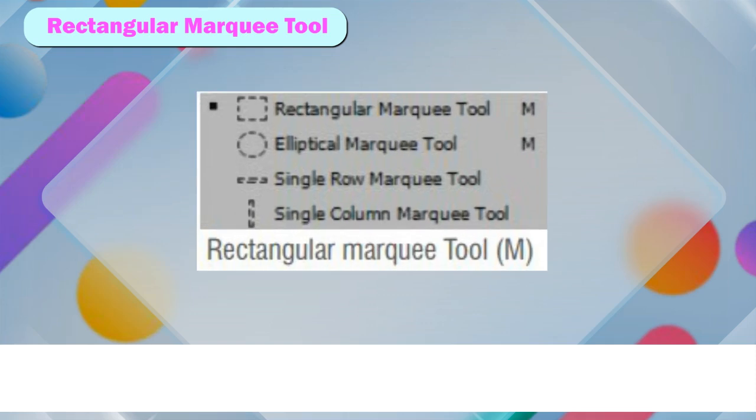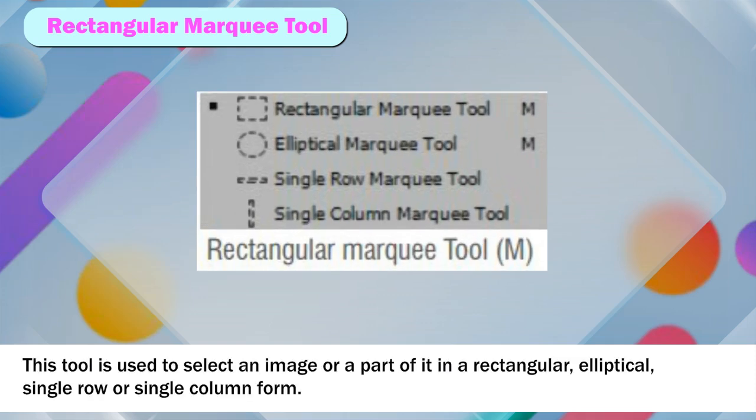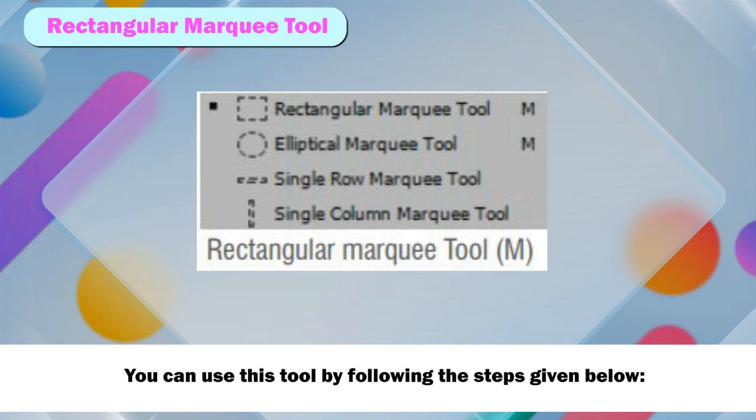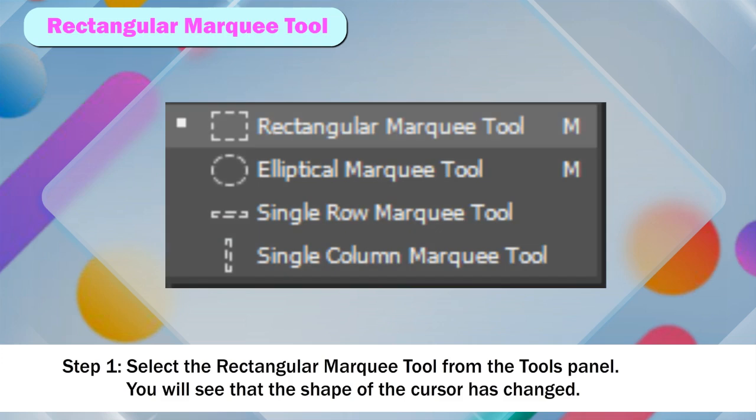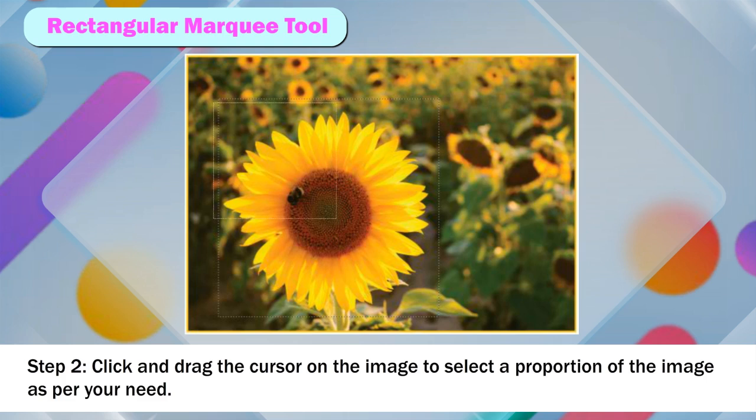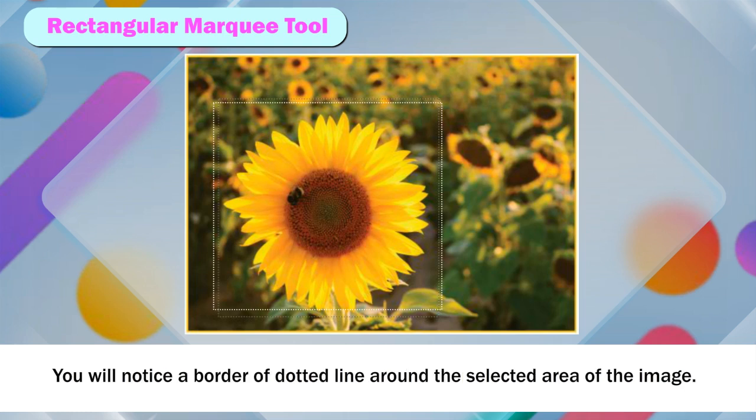Rectangular Marquee Tool. This tool is used to select an image or a part of it in a rectangular, elliptical, single row, or single column form. You can use this tool by following the steps given below. Step 1. Select the Rectangular Marquee tool from the Tools panel. You will see that the shape of the cursor has changed. Step 2. Click and drag the cursor on the image to select a proportion of the image as per your need. You will notice a border of dotted line around the selected area of the image.